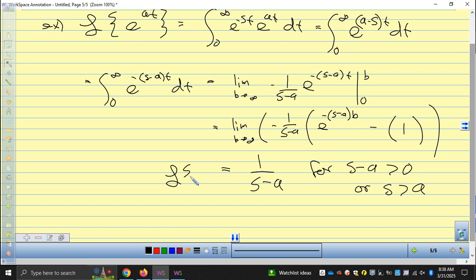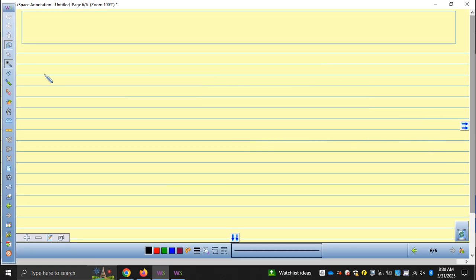So the Laplace transform of e to the at is 1 over s minus a. And so we've transformed an exponential function into a nice rational function, an algebraic function. All right, questions there? Okay, let's look at a slightly more complicated one.